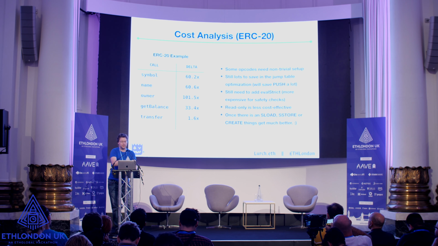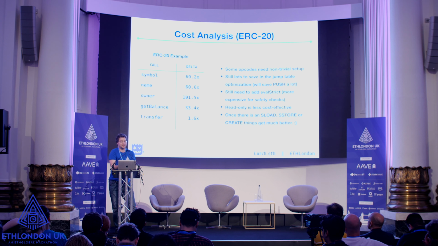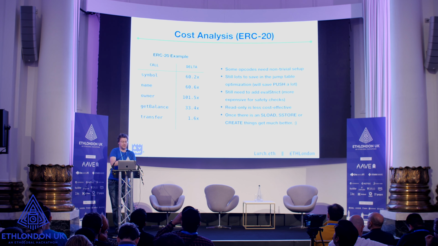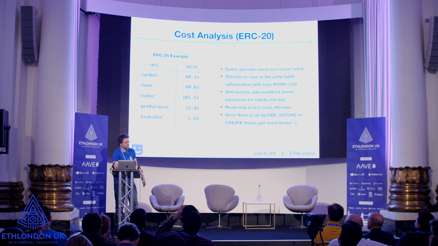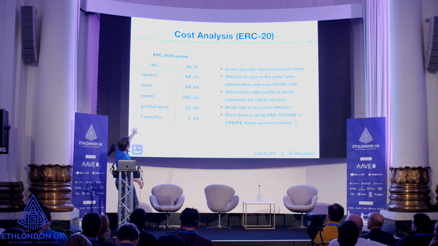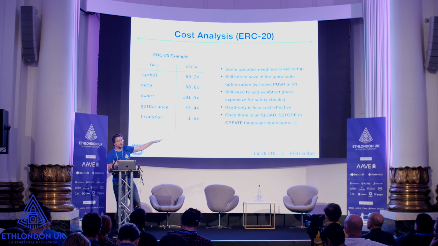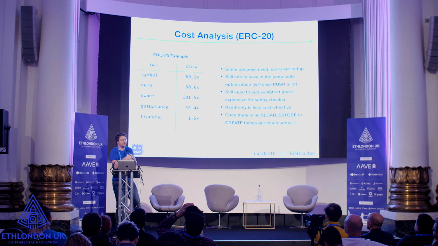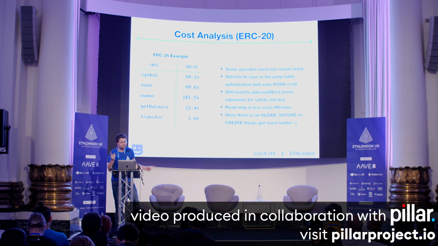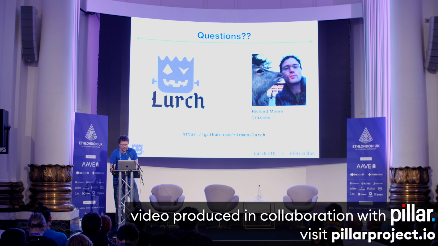So, to do a simple symbol call of an ERC20 contract, it costs about 60 times as much to run it through Lurch right now. These will come down, but you see, once you start having, I'm going to point at my screen, that doesn't help you. For get balance, for example, you see it comes way down. That's because you're doing a read operation, and read operations are expensive. The more expensive the operations are, the better your deal is, which is why if you're doing a transfer, you see you're only paying 1.6 times as much to run in this. Yes, I think that's all. So, huzzah!